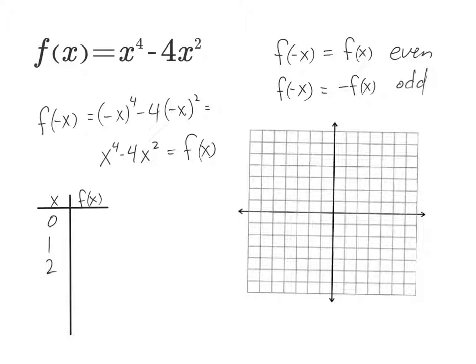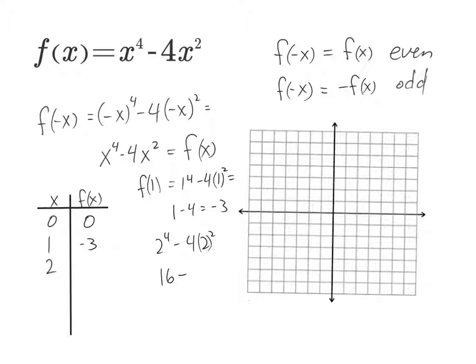So 0 is going to give me 0. 1 is going to be, well, f of 1 is going to be 1 to the fourth minus 4 times 1 squared. So that's going to be 1 to the fourth, which is 1, and then negative 4, which is negative 3, so that's negative 3. And then 2, if I plug in a 2, I get 2 to the fourth minus 4 times 2 squared. 2 to the fourth is going to be, well, 2 times 2 is 4, times 2 is 8, times 2 is 16, minus 4 times 2 squared, that's 16 as well, so that's going to be 0.